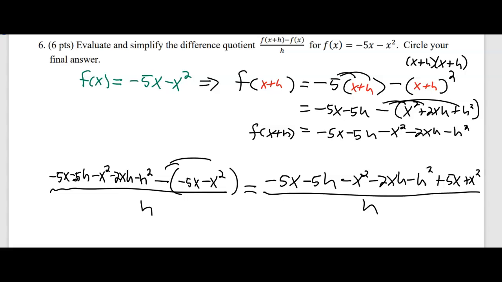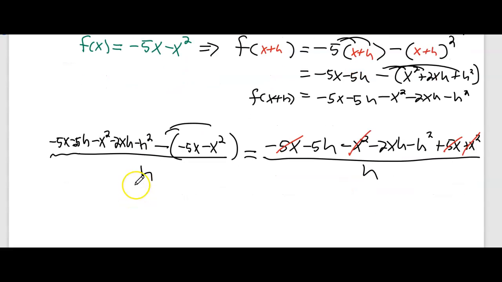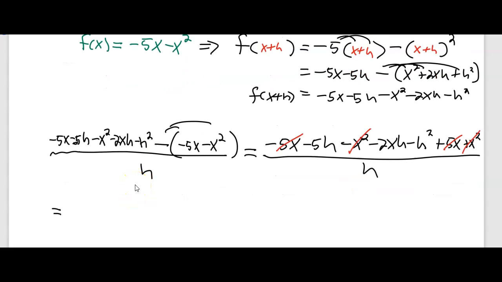Now there will be some terms. Anything without an h will reduce to 0, like terms adding to 0. The negative 5x, the plus 5x, that is 0 as well. Equals, we have negative 5h minus 2xh minus h squared all over h. And at this step, don't just reduce the h, because division has to distribute. It has to go everywhere.